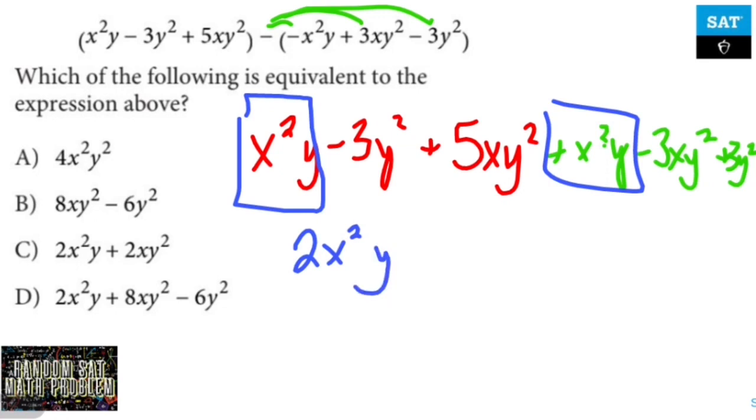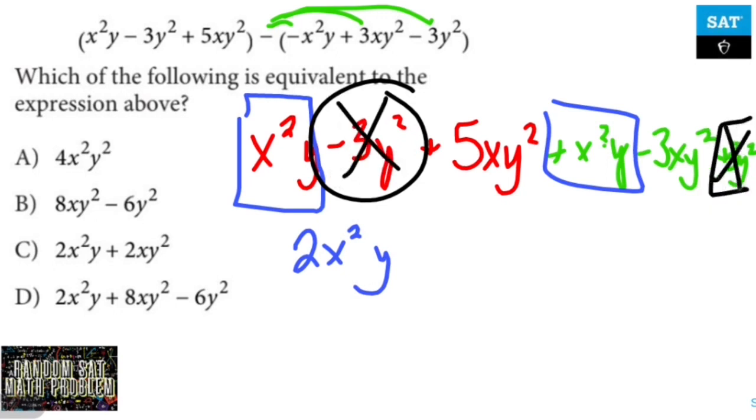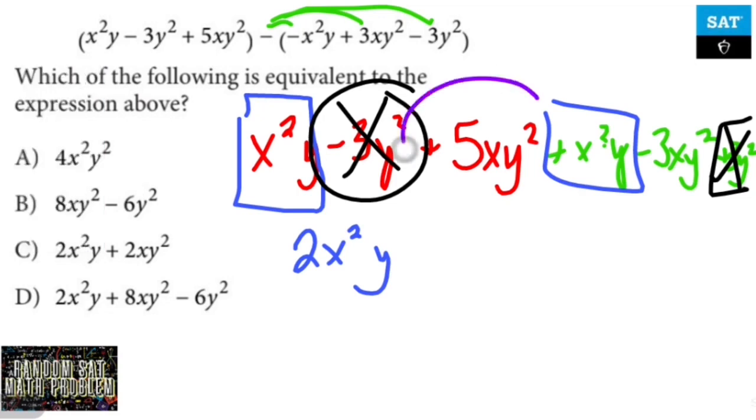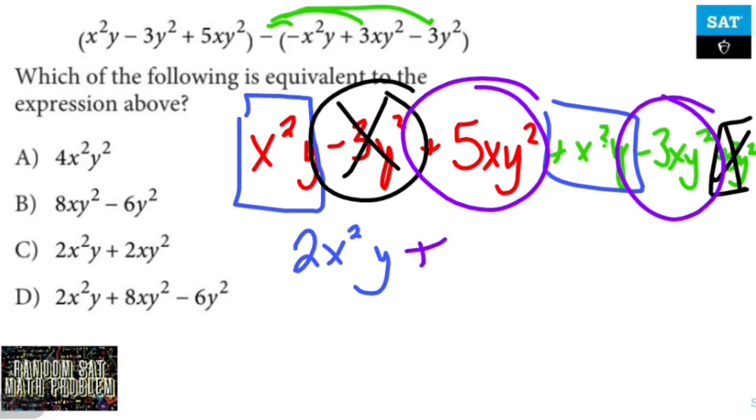Is there anything like negative 3y squared? Yep, right there at the end is positive 3y squared, so they cancel each other out. How nice is that? And then last but not least, you have 5xy squared and negative 3xy squared, which becomes 2xy squared. And that appears to be C.